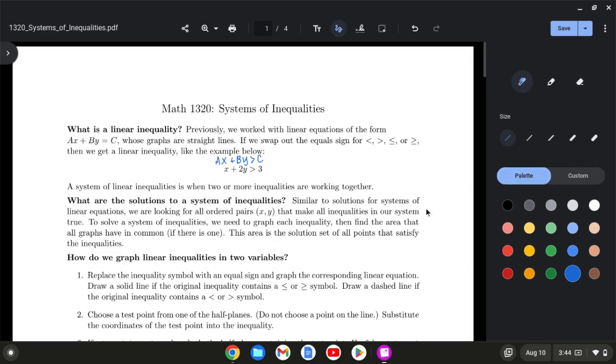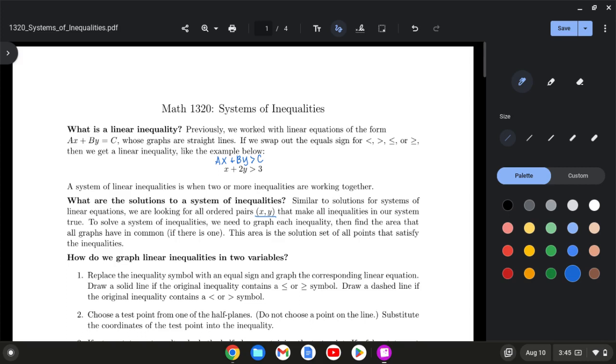So, what are the solutions to a system of inequalities? Well, we had talked about how our systems of linear equations had solutions that were ordered pairs, of the form x comma y. And we are still looking for ordered pairs that make the inequalities of our system true, but we're going to potentially have a lot more than we had with our systems of linear equations.